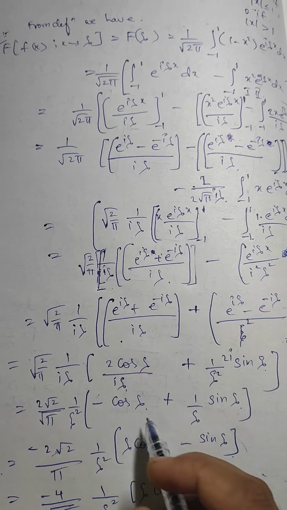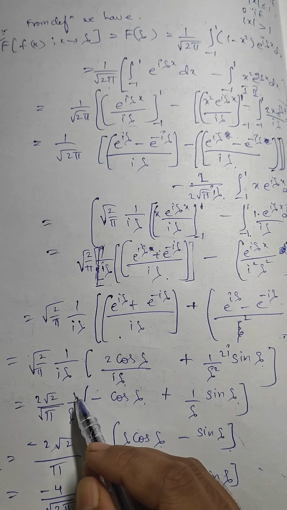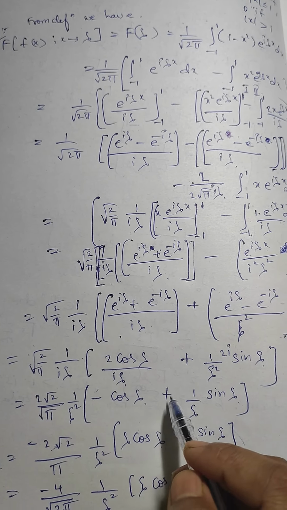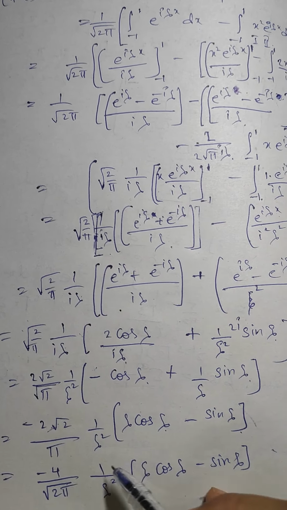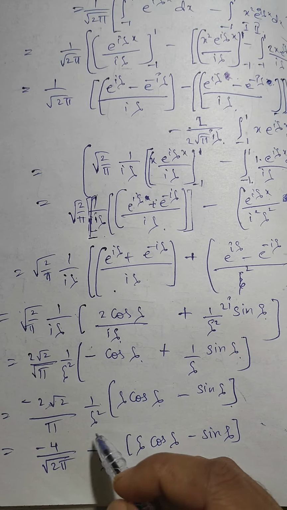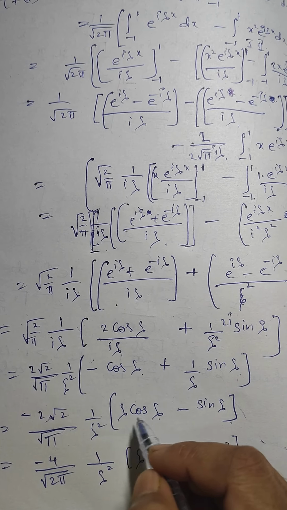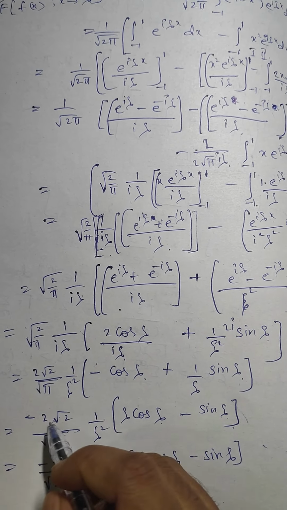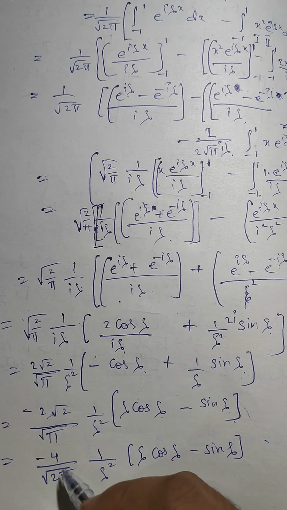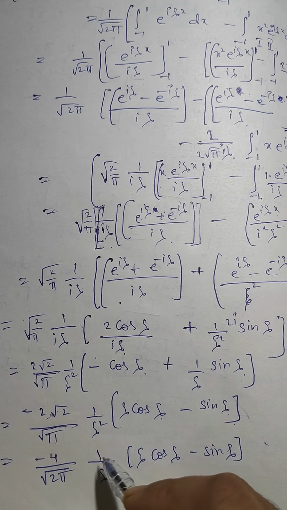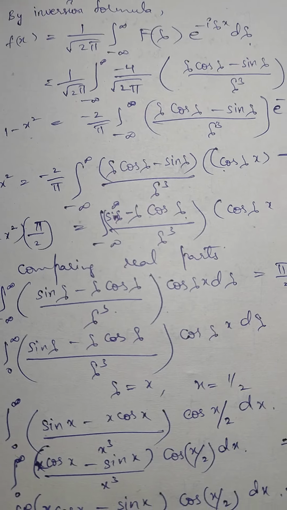So on taking out 2 outside, we will be left with 2 root 2 divided by root pi into 1 by xi square minus cos xi plus 1 by xi sin xi. Just taking out 1 by xi square outside, we'll get xi cos xi minus sin xi, and taking out minus outside. On multiplying and dividing with root 2 we get minus 4 by 2 root pi into 1 by xi square into xi cos xi minus sin xi.